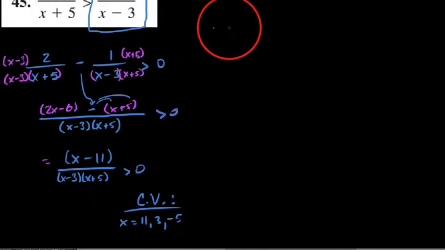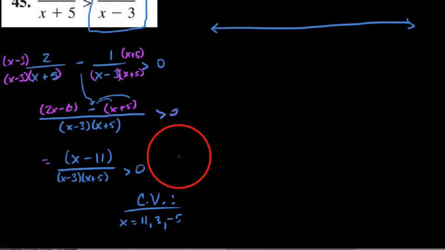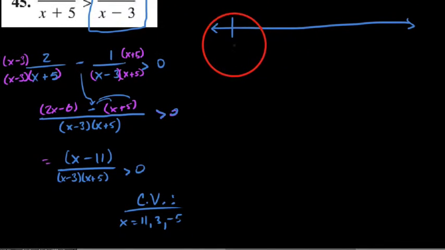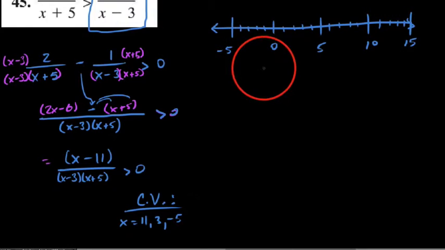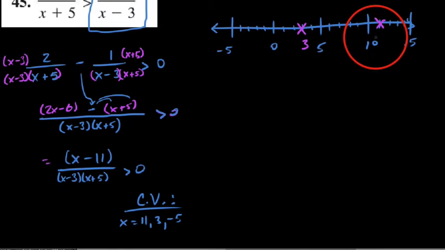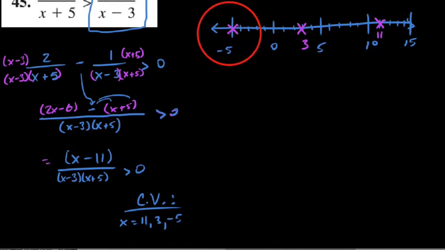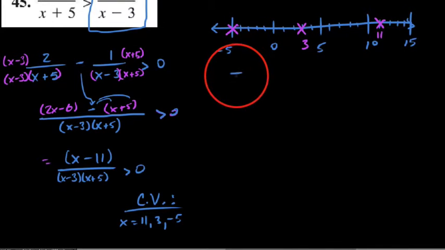So what this is going to do is allow us to set up our number line here. The furthest left I go is negative 5. We'll go, this is negative 5 right here, and then we'll build up from 0. We'll go another 5, another 5, and then one more 5, 15. Okay, so we're going to mark our critical values here, which we had one at positive 11, one at positive 3, and we also have one at negative 5. Boom, right there.